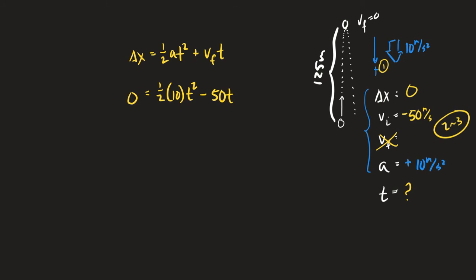1/2 of 10 is 5, and I can factor out the 5, so I will get 5t times t minus 10 equals 0. This gives me two answers for t, and it's appropriate for me to choose the correct one.